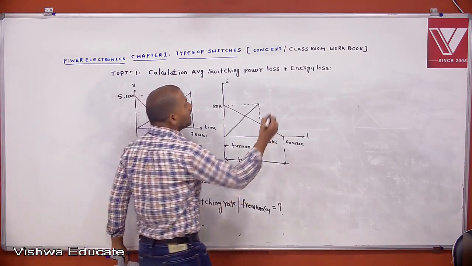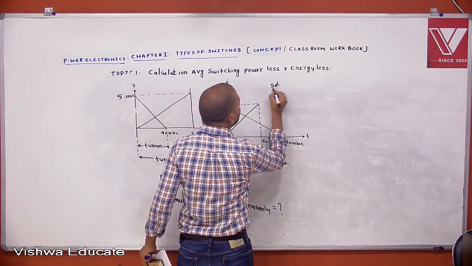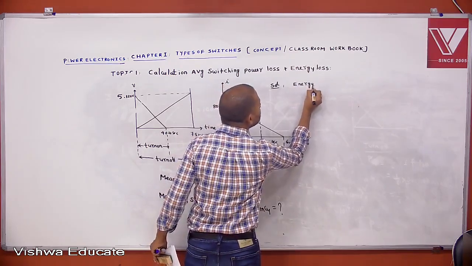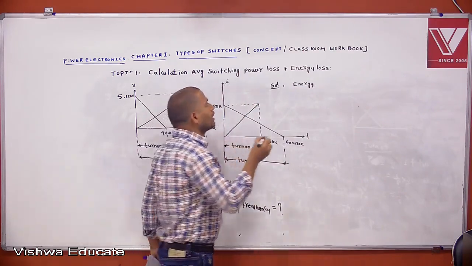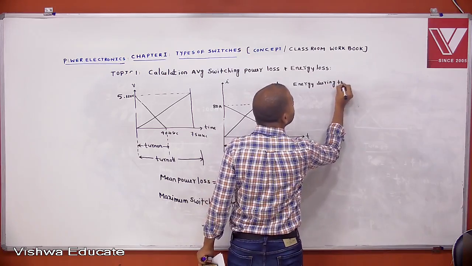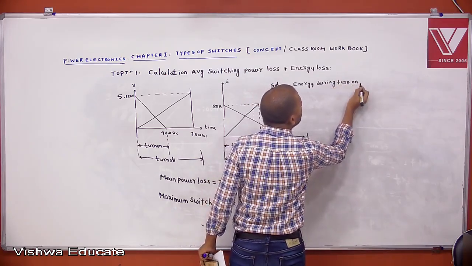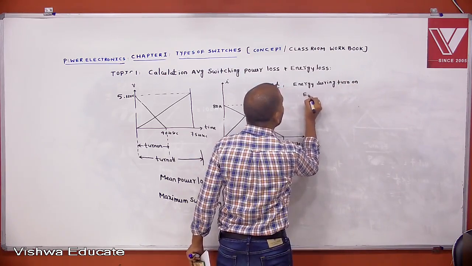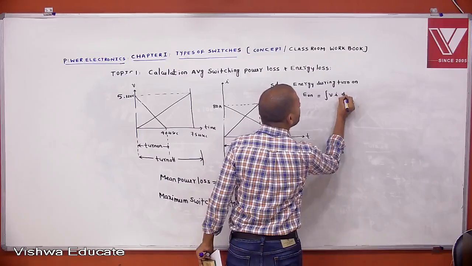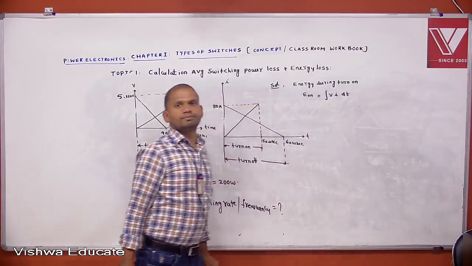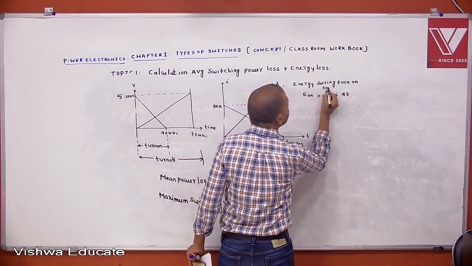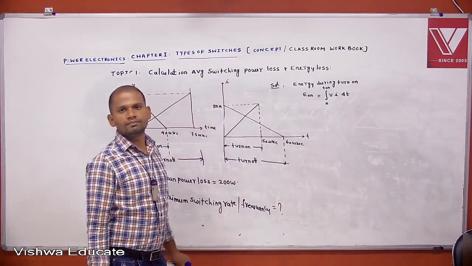Then what is the solution for this problem? First I want to calculate energy, energy during turn on and turn off. What is energy during turn on? Energy during turn on, that is E on, equals the integral of V I dt, from 0 to T on. Understood?